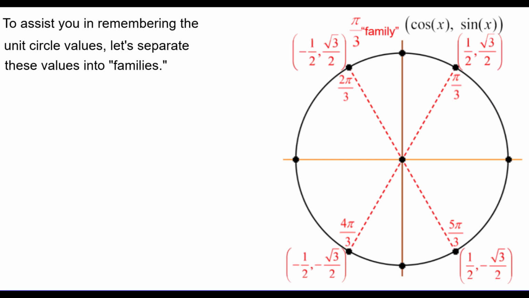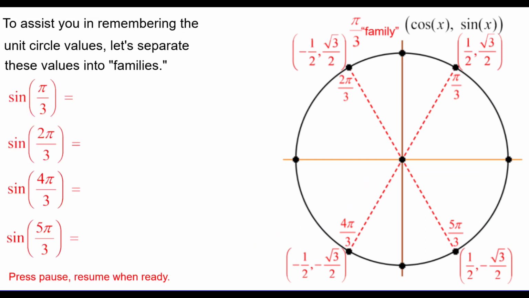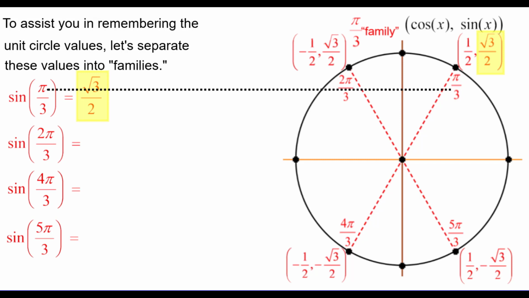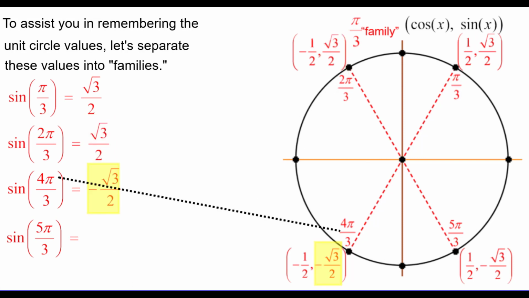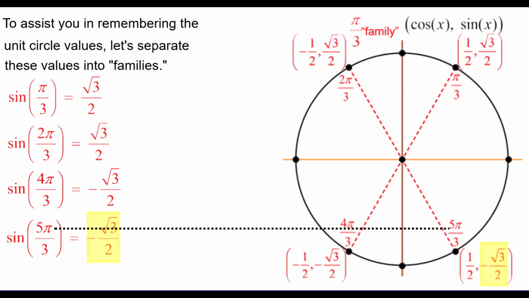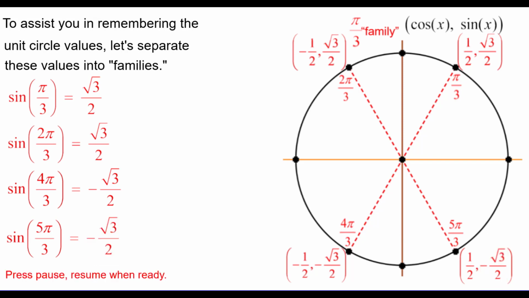And the pi over 3 family, these are the 4 values. Press pause and then resume. The sine of pi over 3 is positive radical 3 over 2 in the first quadrant. The sine of 2 pi over 3 is positive radical 3 over 2 also, but in the second quadrant. While the sine of 4 pi over 3 in the third quadrant is negative radical 3 over 2. And the sine of 5 pi over 3 in the fourth quadrant, negative radical 3 over 2. Press pause, resume when you're ready.